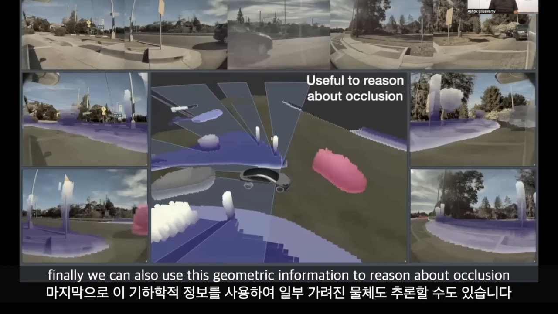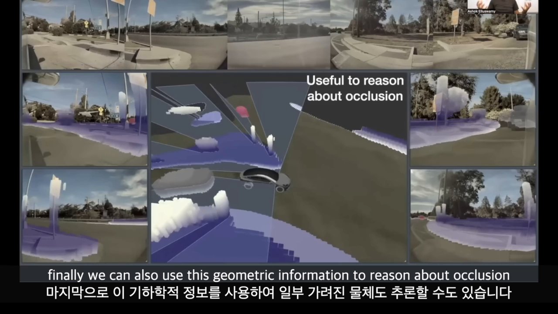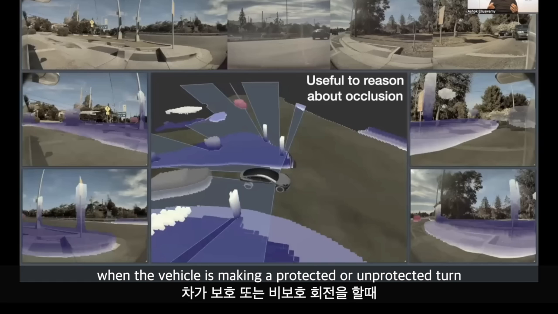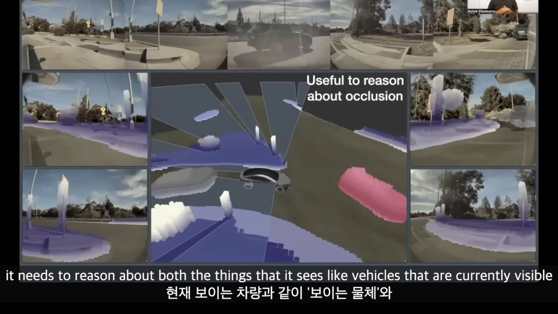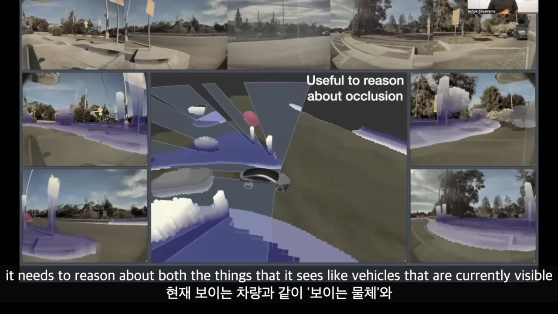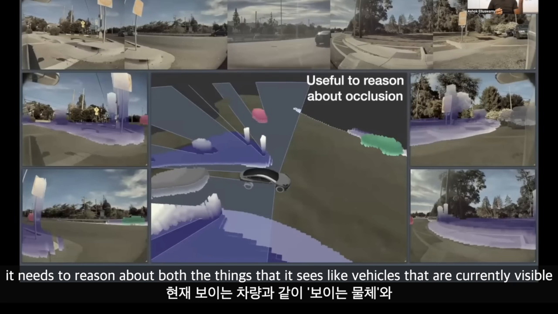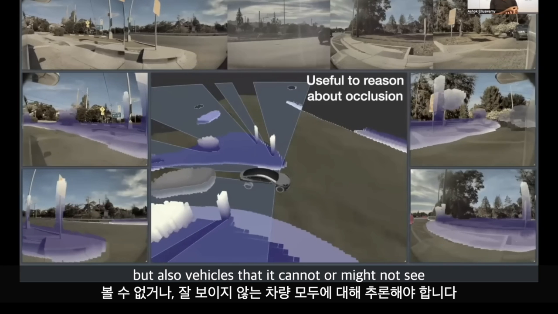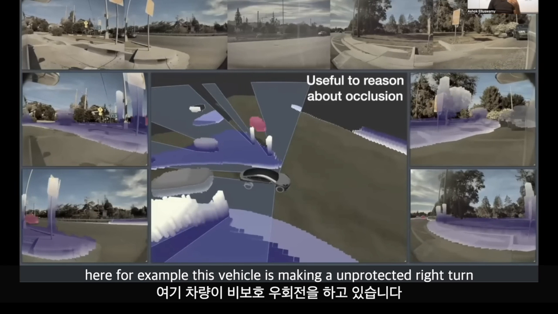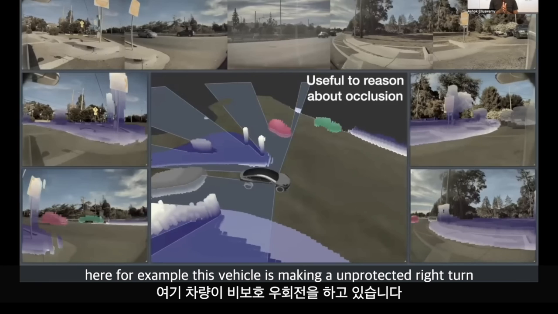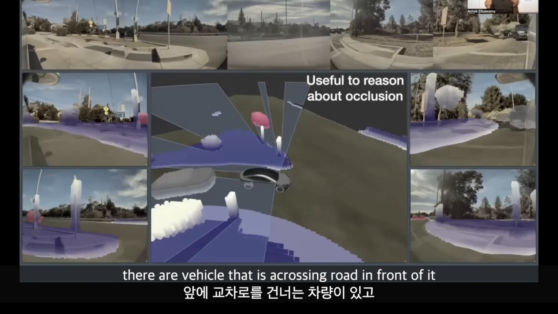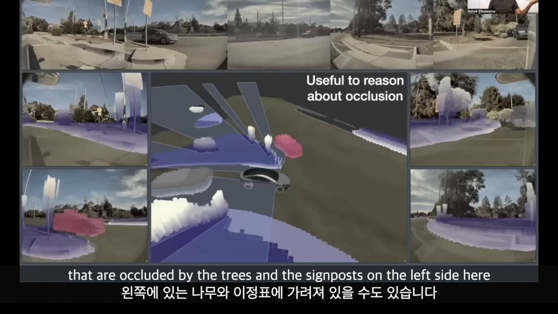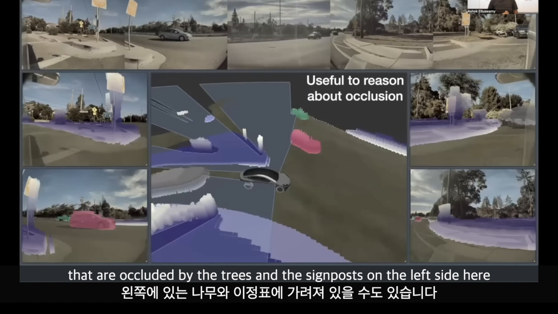And finally, we can also use this geometric information to reason about occlusion. When the vehicle is making a protected or an unprotected turn, it needs to reason about both the things that it sees, like vehicles that are currently visible, but also vehicles that it cannot or might not see. Here, for example, this vehicle is making an unprotected right turn. There is a crossing road in front of it, and there can be potential vehicles that are occluded by the trees and the signpost on the left side here.